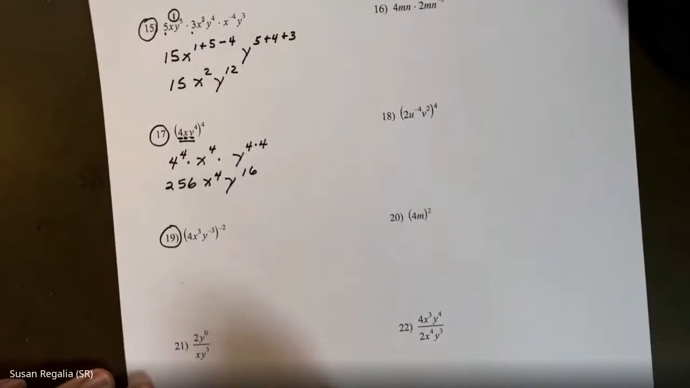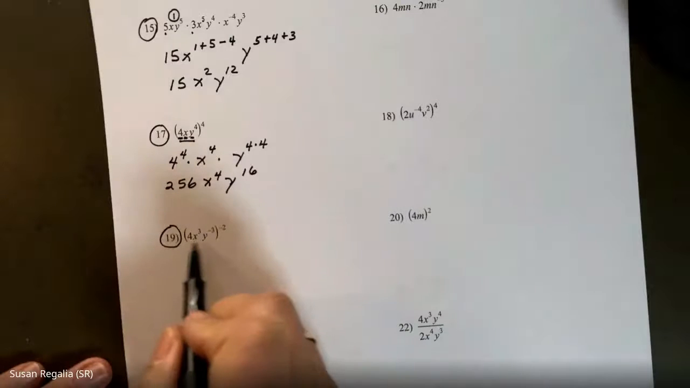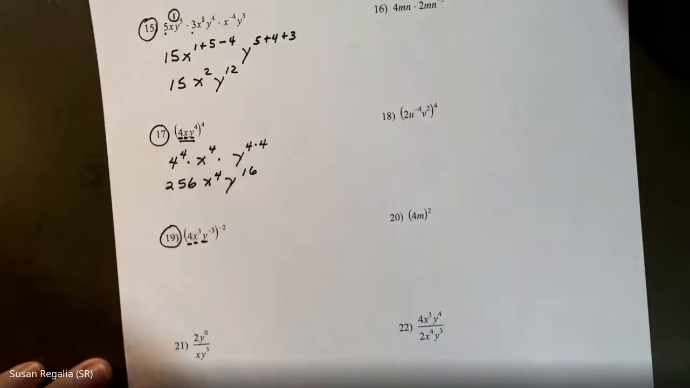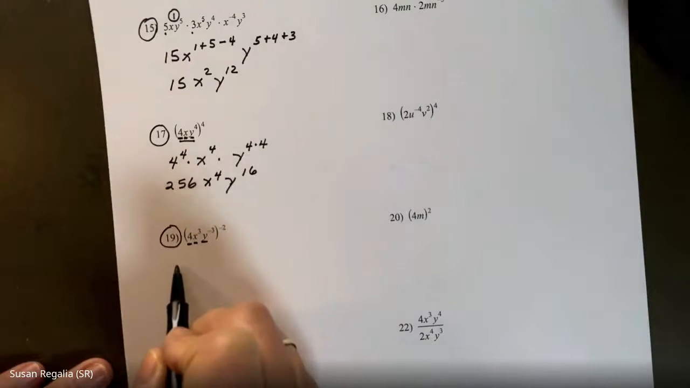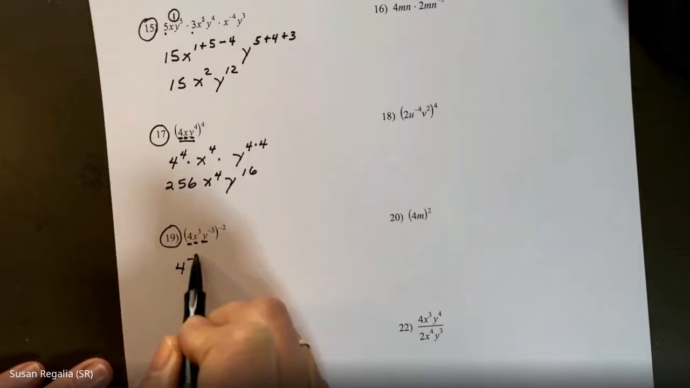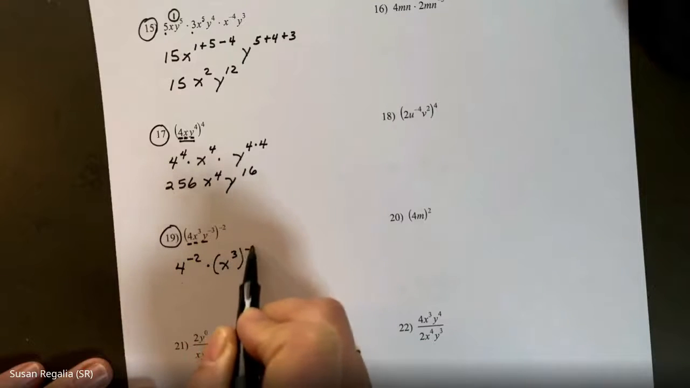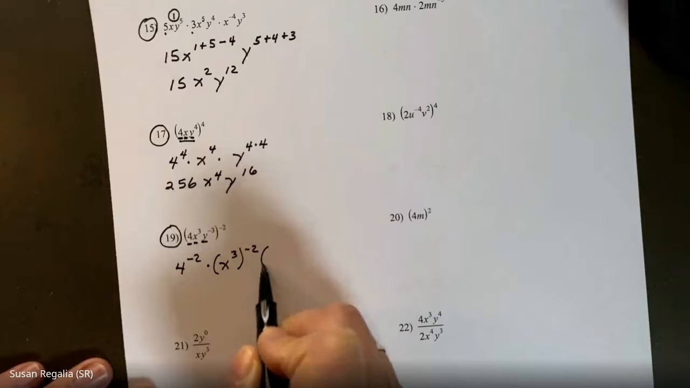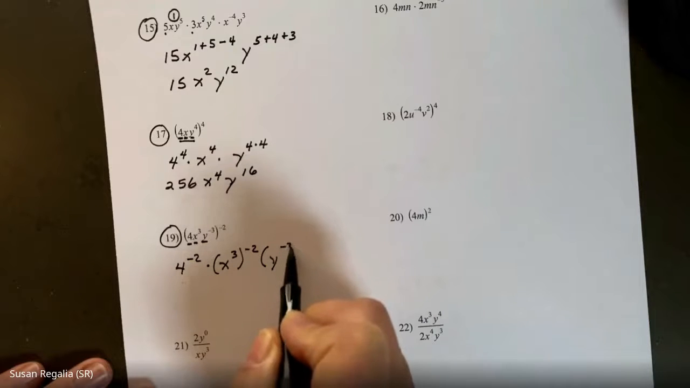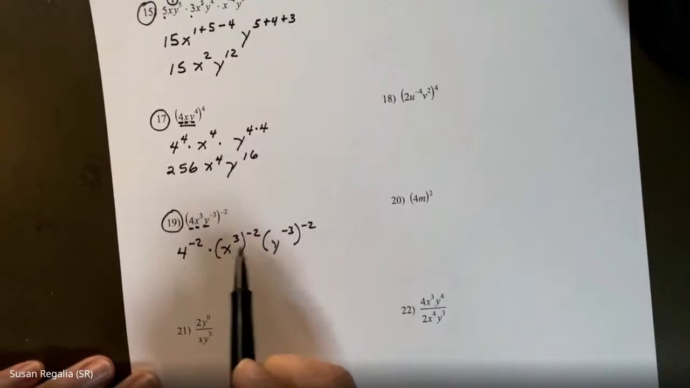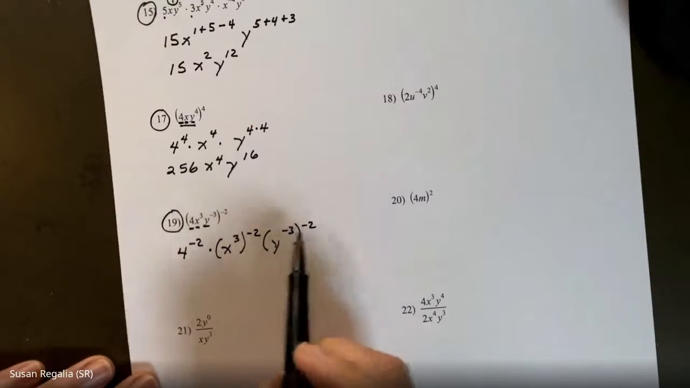Okay, number 19. I've got 3 bases again inside for the 4, the x and the y, and I've got a negative exponent out here, a negative 2. So first I'm going to raise the 4 to the negative 2. Then I'm going to raise the x to the 3rd to the negative 2. Then I'm going to raise the y to the negative 3rd to the negative 2. So raising the power to the power, I'm going to multiply those exponents together.